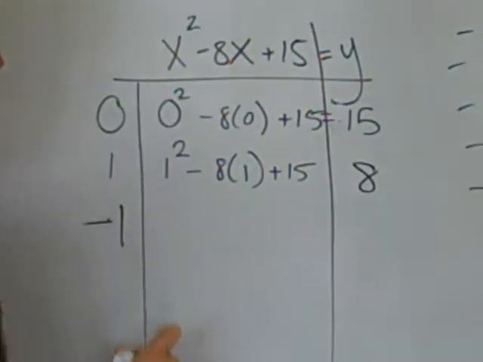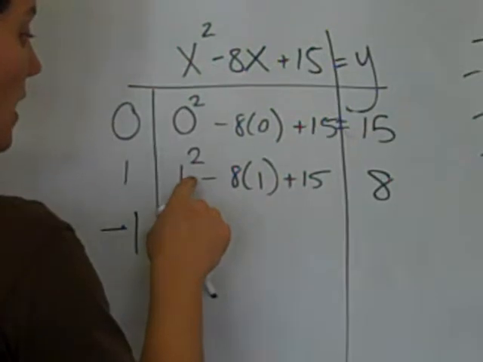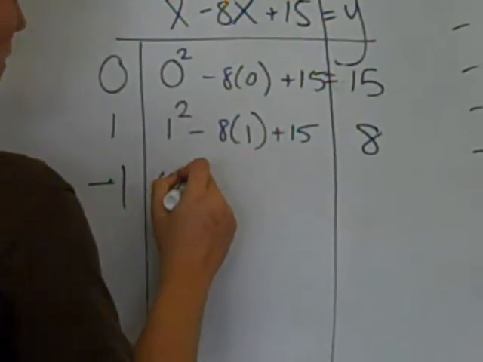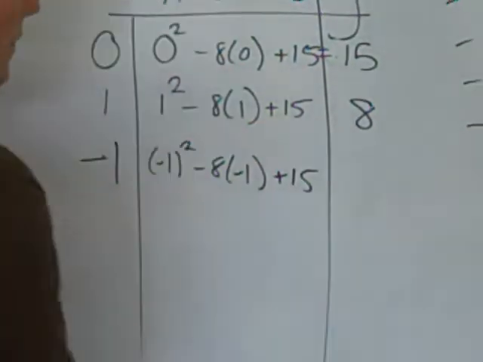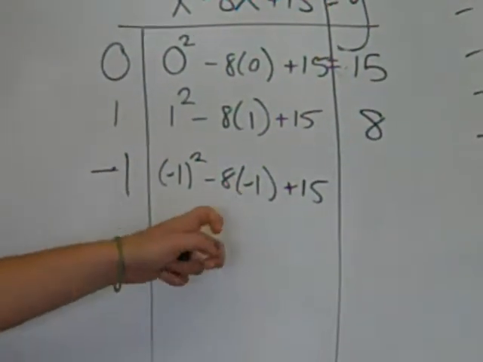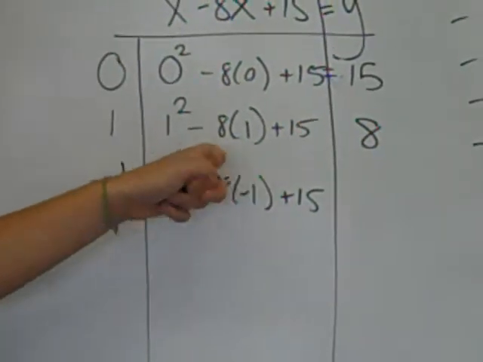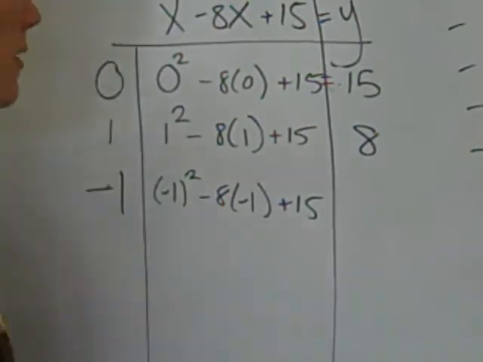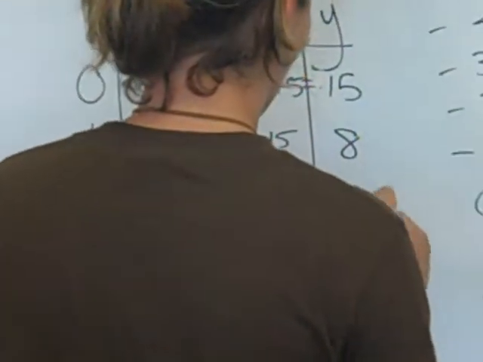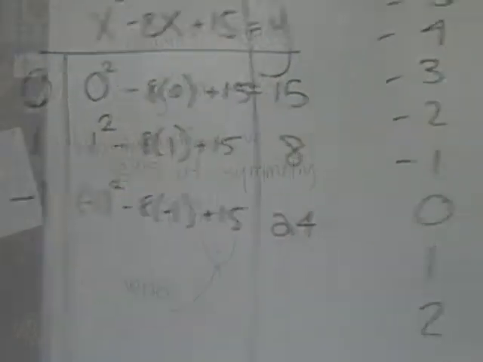And now I'm going to do negative 1, just because that seems like a good idea. So negative 1 squared minus 8 times negative 1 plus 15. Negative 1 squared is 1. Minus 8 times negative 1 is positive 8, so that's 9. Plus 15, 24. And I would continue to do this for each of my points.